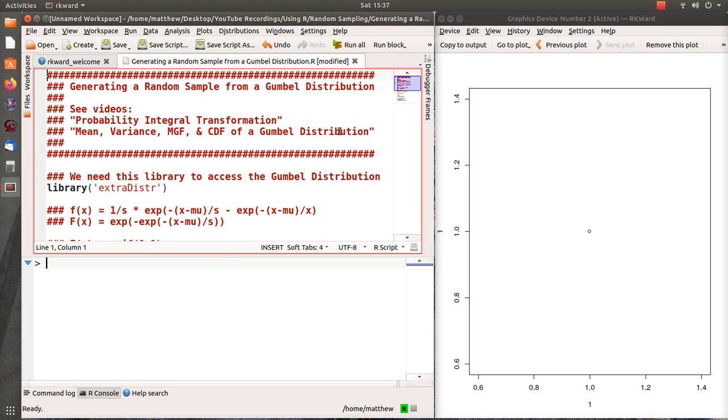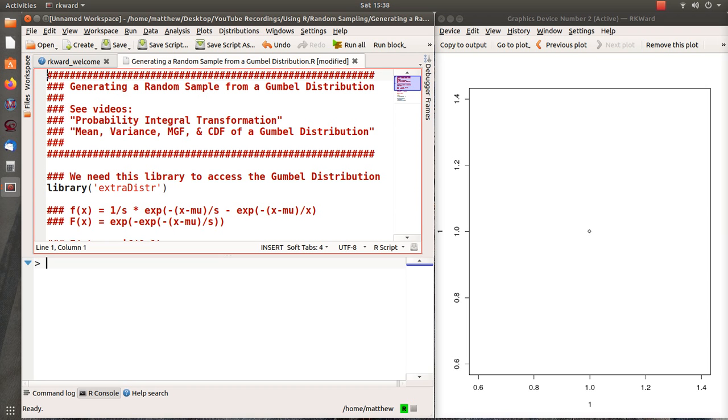And here we're going to look at generating random samples from a Gumbel distribution using the probability integral transformation technique, or the CDF technique. And this is, I think, my sixth video dealing with the Gumbel distribution.